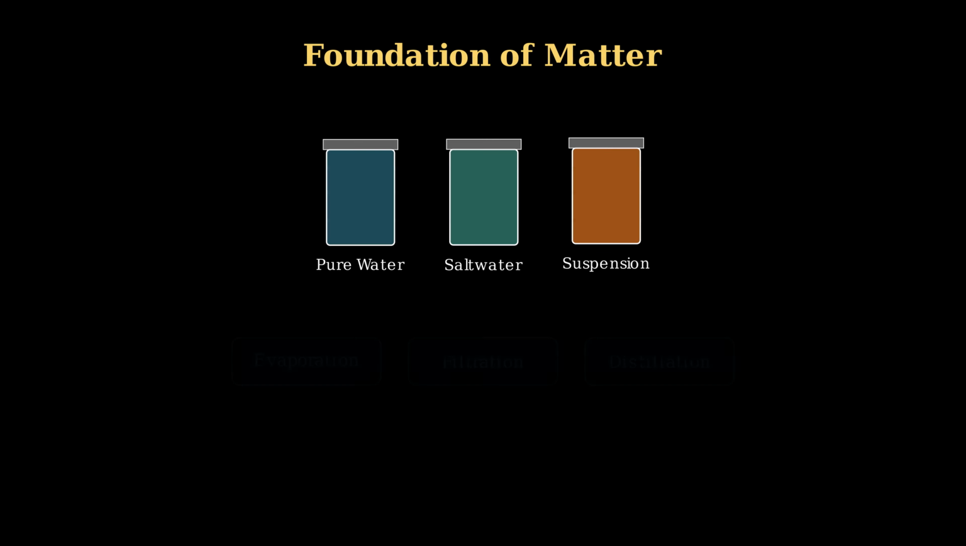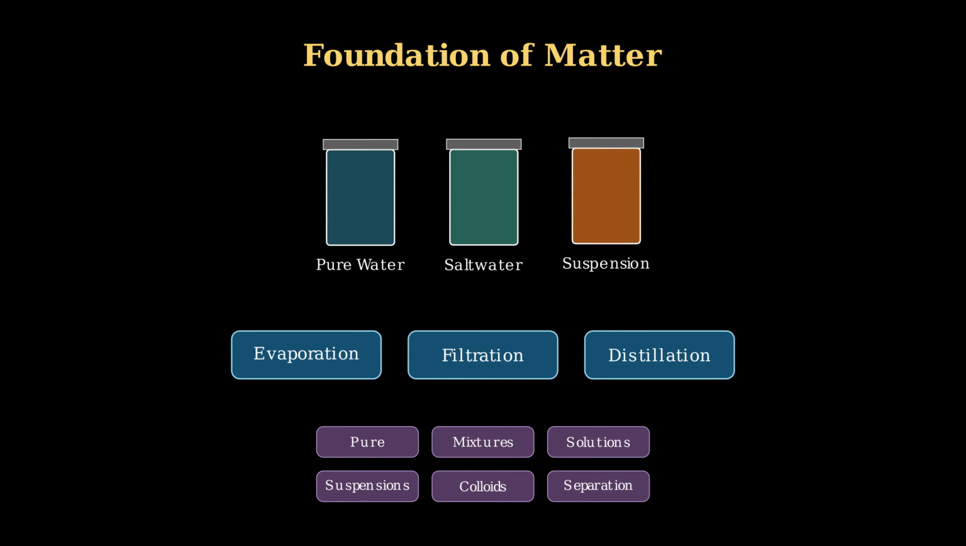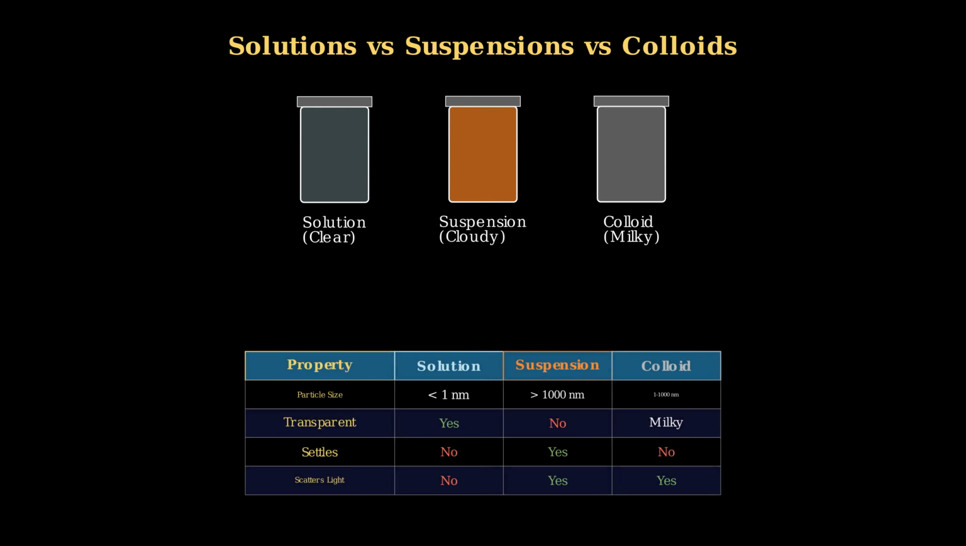You've just learned the foundation of matter. Pure substances are fixed and simple. Mixtures are variable and complex, but both are essential to chemistry. Remember, solutions are transparent and don't settle. Suspensions are cloudy and do settle. Colloids scatter light and don't settle but can be centrifuged.